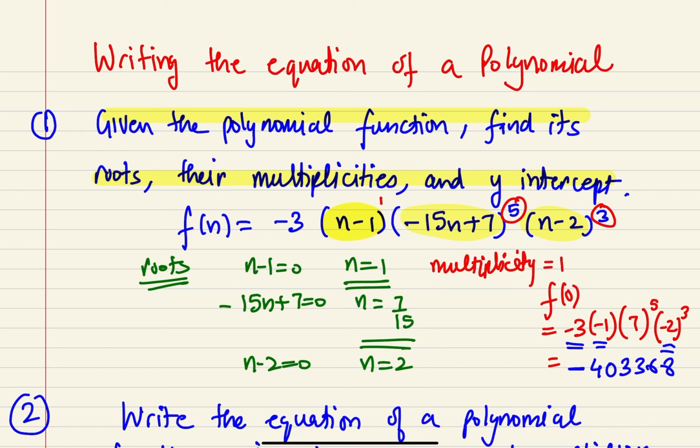That's my y-intercept. That's where the graph is going to touch the y-axis for this polynomial. Again, to find the y-intercept, we simply make n, the independent variable, or x, equal to 0. In this case, the independent variable is n, so we simply plug 0 for n into the entire expression. Do not forget about negative 3 in the front. That is going to play a role in your leading coefficient when you open up, or distribute, all the binomials. So negative 3 times negative 1 to the 1st power times 7 to the 5th power times negative 2 to the 3rd power, and there's our y-intercept.